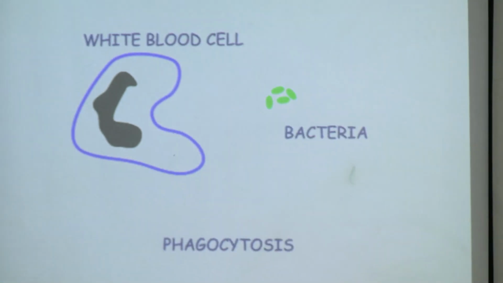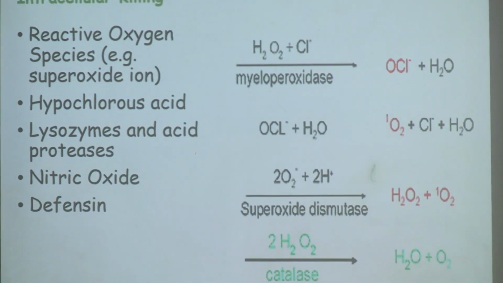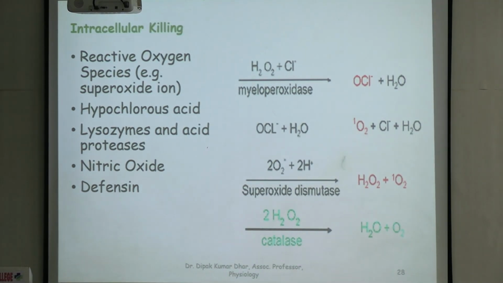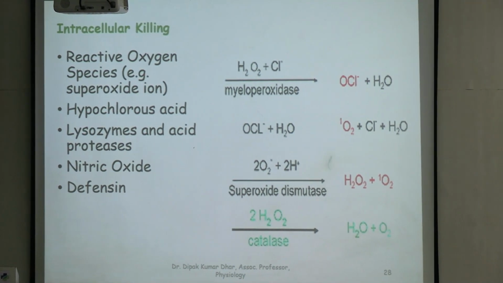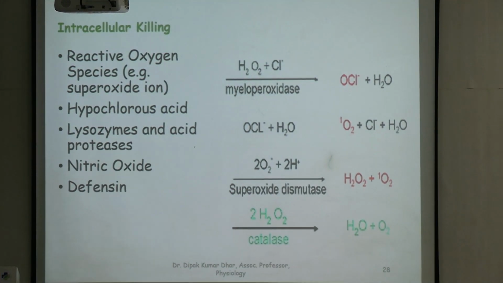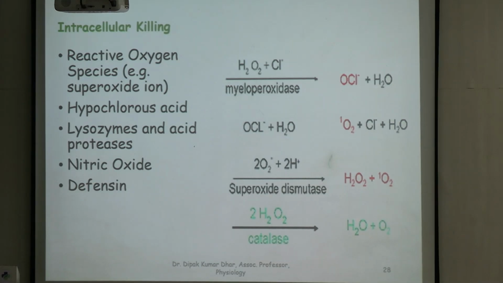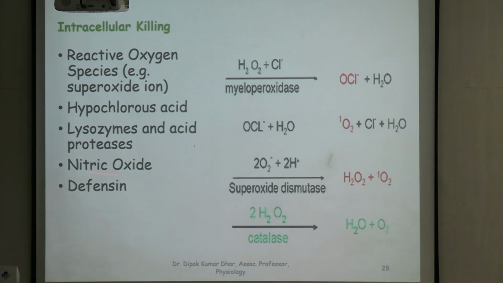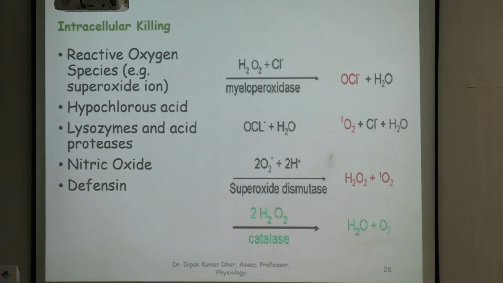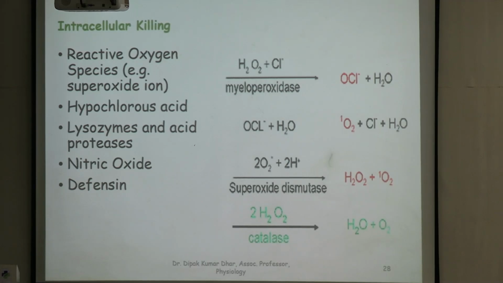So this is just an illustration of the process of phagocytosis. Just skip through. Now, intracellular killing. What are the ways by which the phagocyte is able to kill? Reactive oxygen species is a very important one, which is able to neutralize the organism inside the cell. Hypochlorous acid, lysozymes and proteases, nitric oxide defenses. All of these are there in the book. You read the contents of the granulocytes, these are all there. So all of this participates in the intracellular killing.